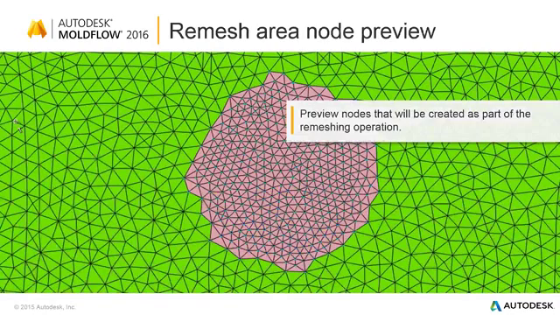Another thing we did is made some improvements in the ability to preview the nodes of a remesh area. So if you now do a remesh, we can see where the nodes are going to be instantaneously, before you actually apply the remesh operation, and it helps you understand whether this remesh is too fine or too coarse. So I think this is going to be very valuable for you too.